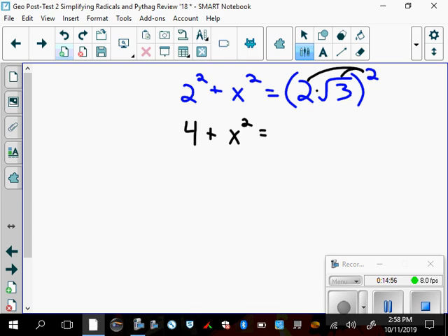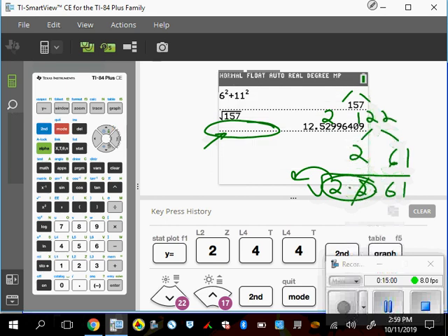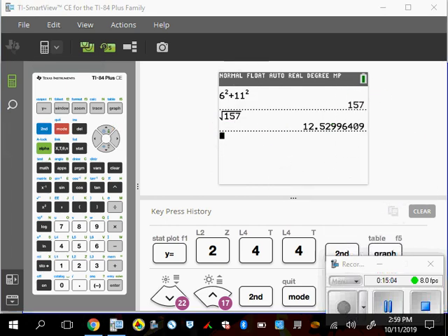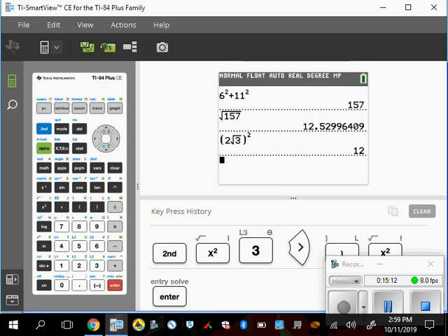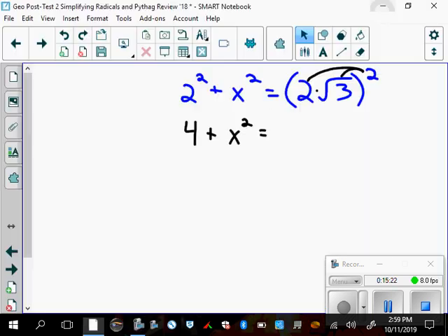If you are a calculator person, I have to remember parenthesis 2 square root of 3, get out of the parentheses, squared, because that's 12. If I just type it in like this, it doesn't square both parts and it tells me 6. So I want the 12.